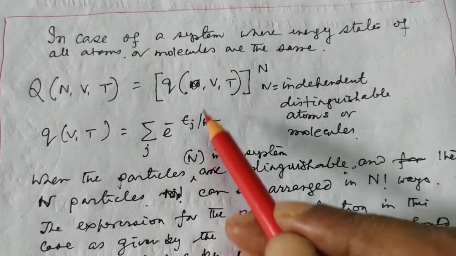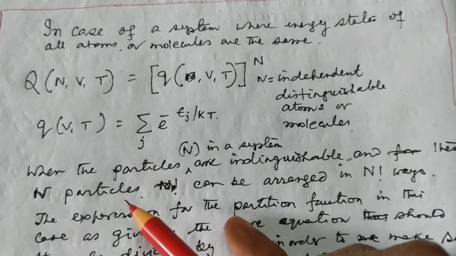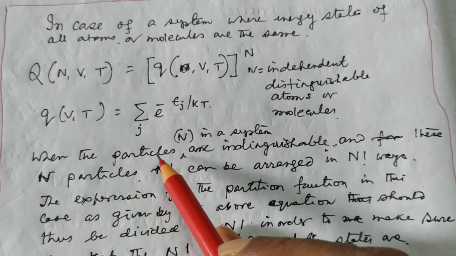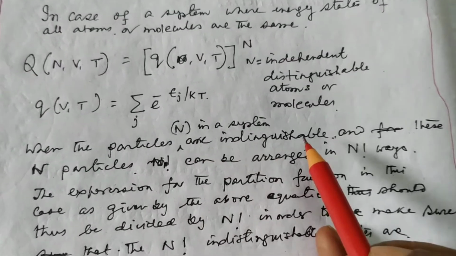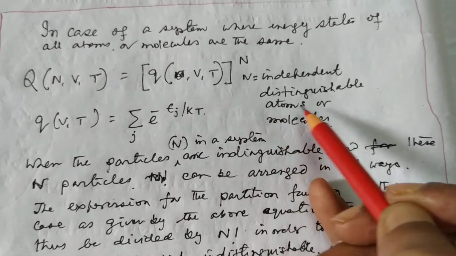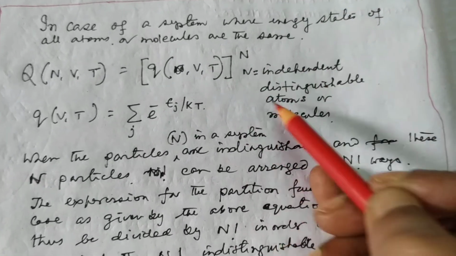This epsilon j is the energy in the state j. Now when the n particles in a system are indistinguishable, as opposed to the case of a lattice, where the particles are distinguishable in a crystal lattice.